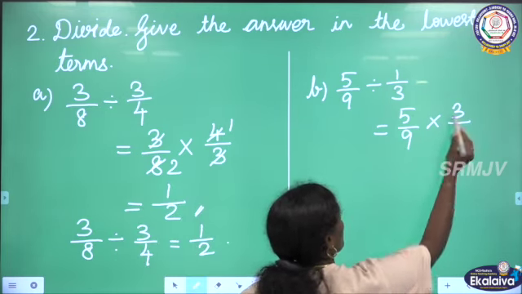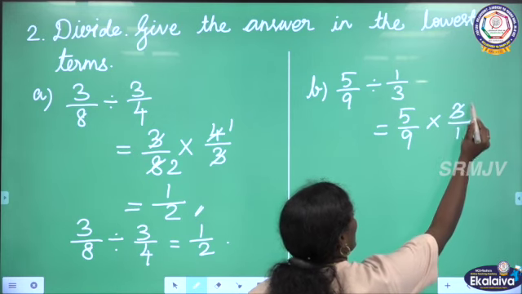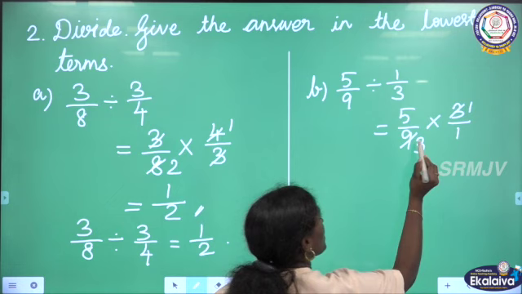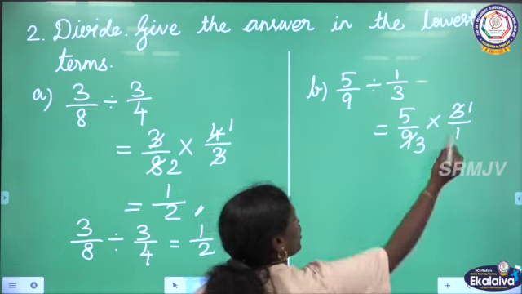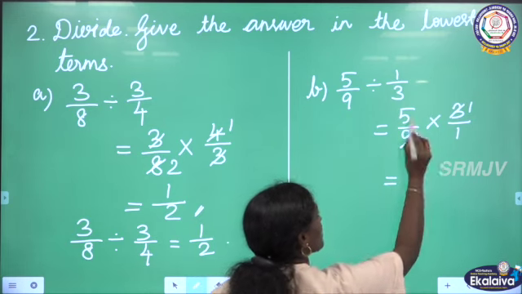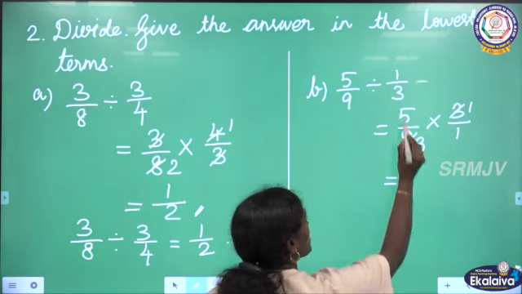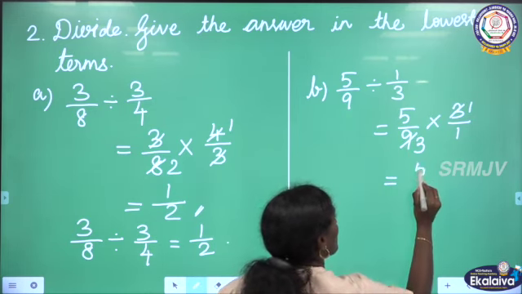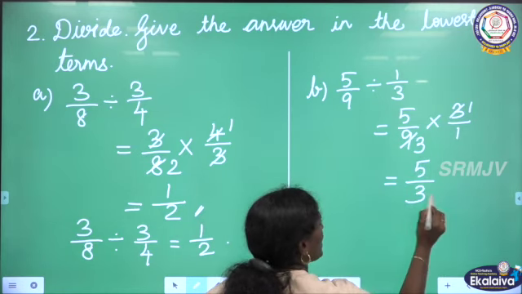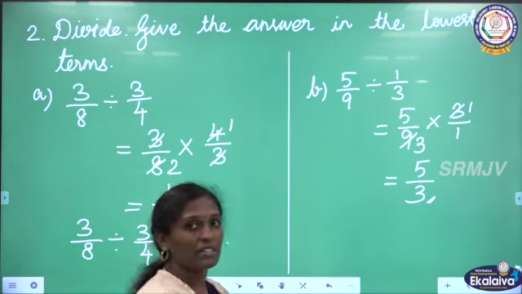Now we have to check. Here we can reduce 3 and 9 in 3 table. In 3 table 1 time, in 3 table 3 time. Here no other possibilities. So we are going to multiply the numerator number separately and denominator number separately. 5 into 1, 5, divided by denominator 3 into 1, 3. See the fraction 5 by 3.